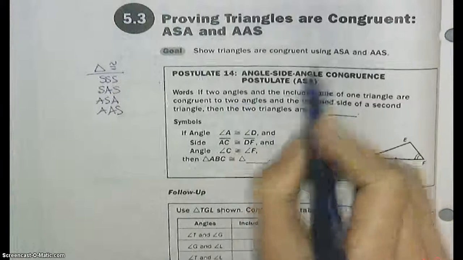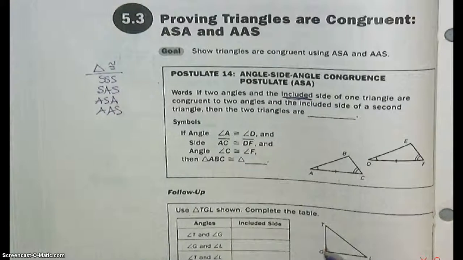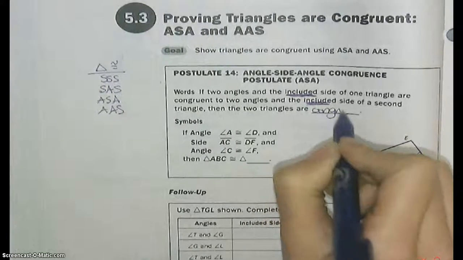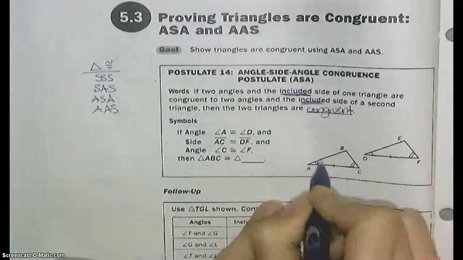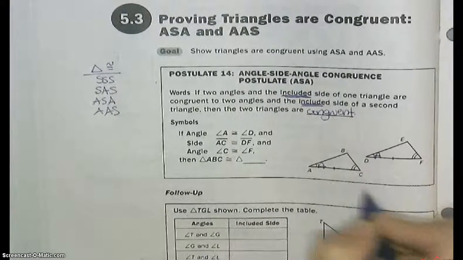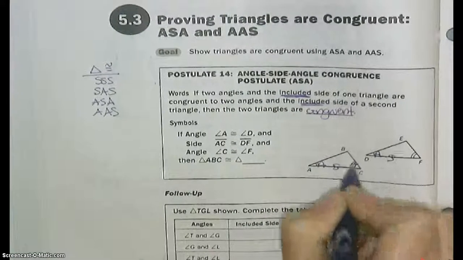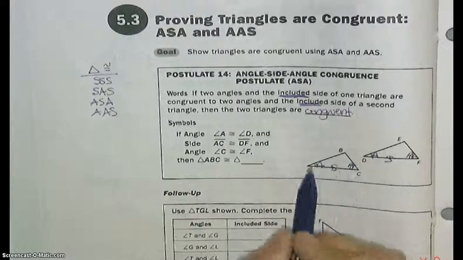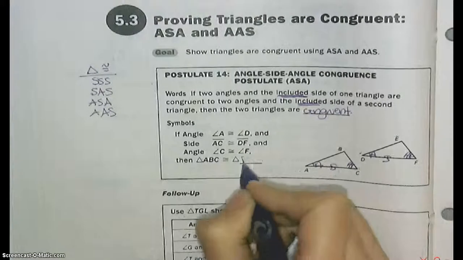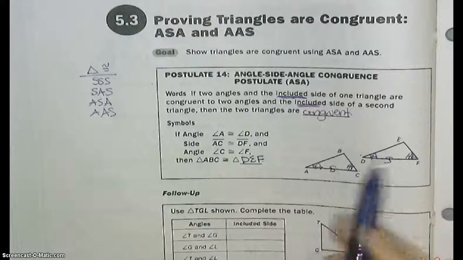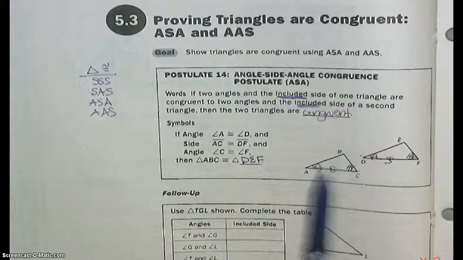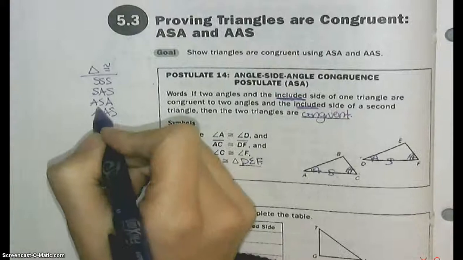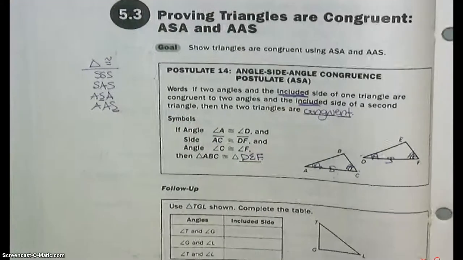If two angles and the included side are congruent to two angles and the included side, then the triangles are congruent. So let's take a look here. Here's an angle that's equal. Here's a side that's equal, and here's an angle that's equal. This is ASA, angle, side, angle. So ABC is congruent to DEF. Notice how that side is in between the A's. That's really important. That's the difference between this and this. See here the S is in between, here the S is not in between.